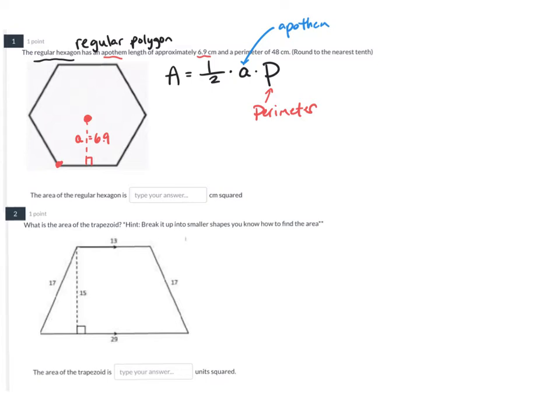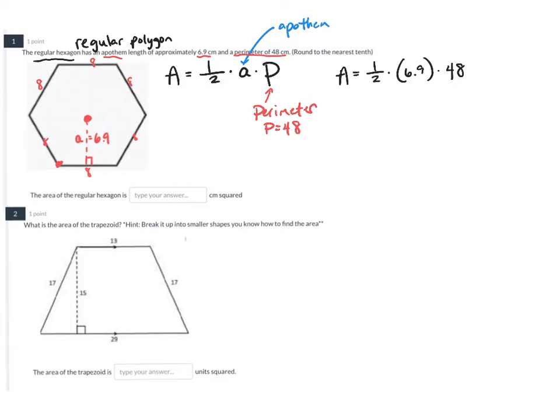Now I've got to figure out what the perimeter is. It tells me the perimeter's 48. Usually you have to add up all the sides, like 8, 8, 8, 8, 8, 8, and say, okay, 8 times 6 is 48. But in this case, they tell you the perimeter's 48, so we have all the missing pieces to this puzzle. Let's plug in those pieces. The area equals 1/2 times our little a, which is 6.9, multiplied by 48.